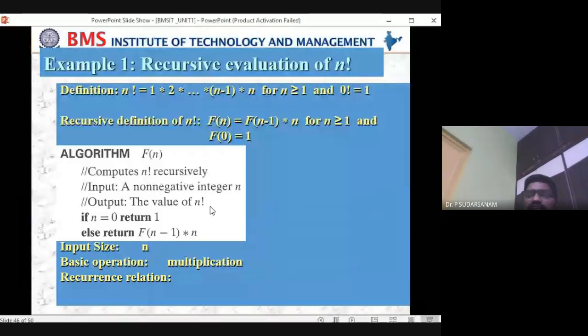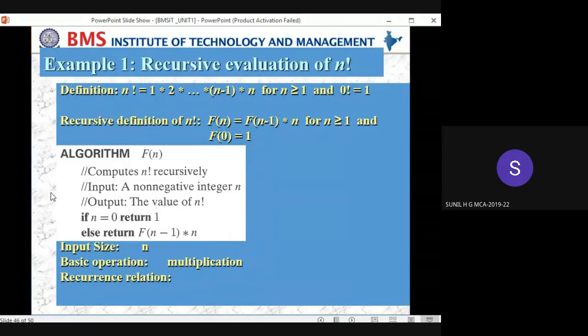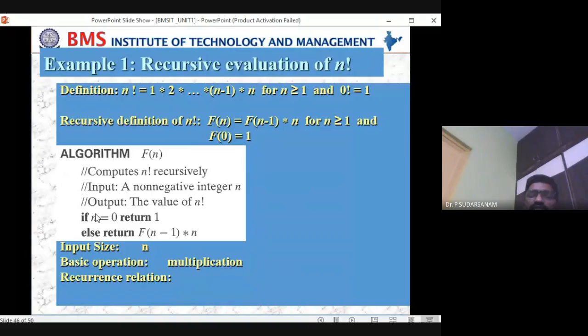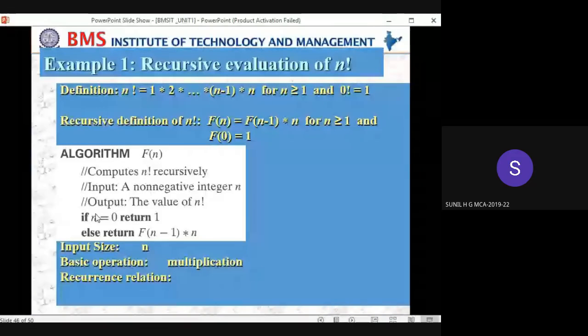Now, Sunil, you are here or you are doing some other work? No, sir, I'm leaving class, sir. How many comment lines are visible for you? 3, sir. 3 comment lines.